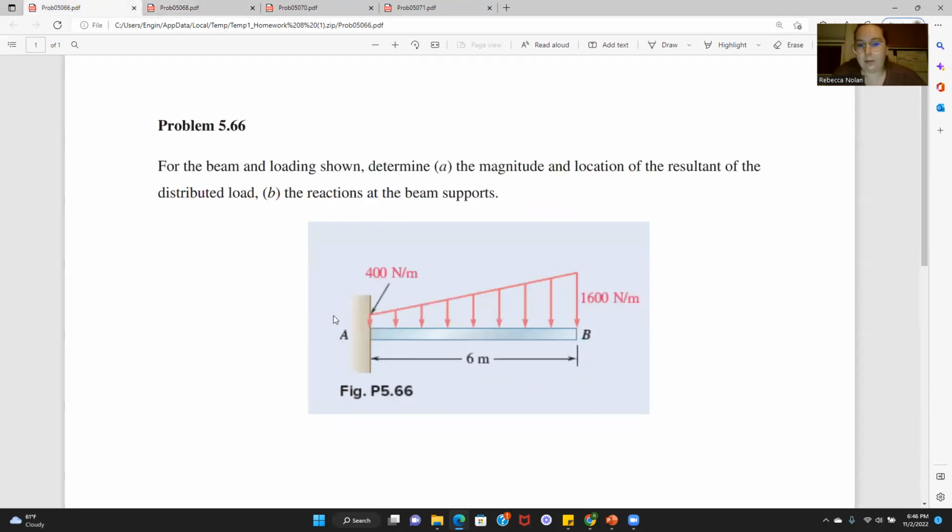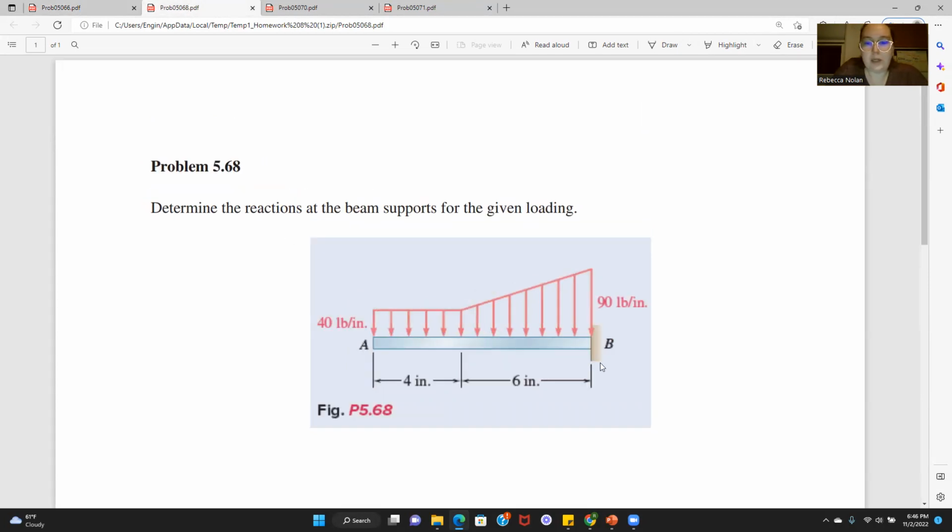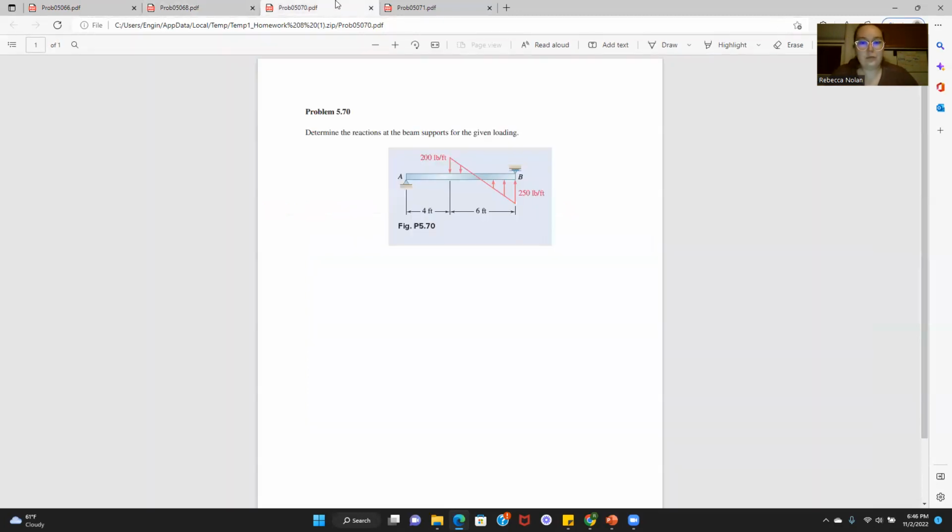B is going to be that same type of fixture as A is here, right? So our beam is going to have constraints in the X and Y direction and rotationally. So there's going to be a moment there as well. You might hear sometimes the term degrees of freedom. Degrees of freedom are how your thing can move.